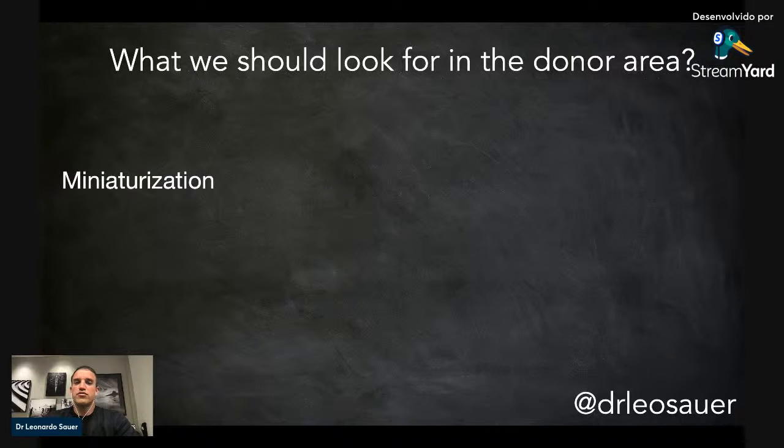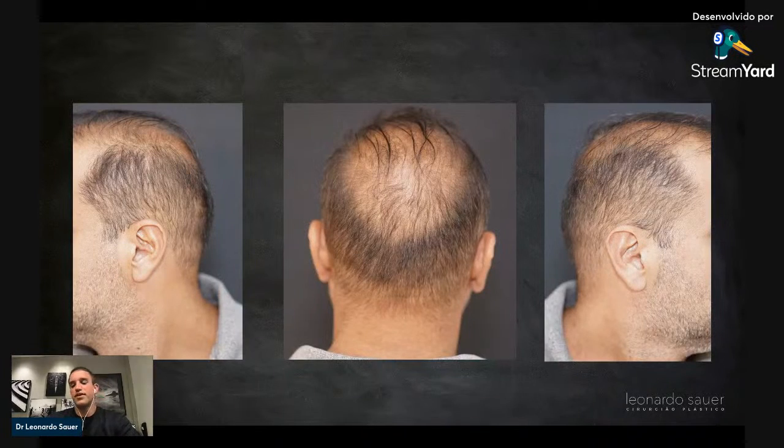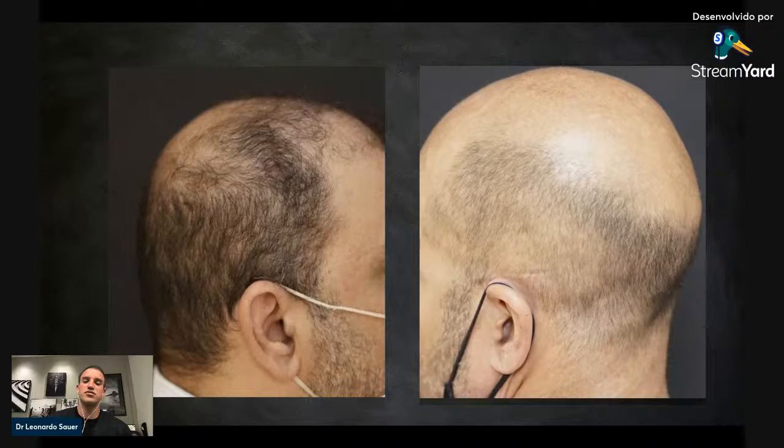We also should look for miniaturization in the donor area, because when we perform hair transplant surgery, we should look for healthy hair follicles in the donor area so we can provide good coverage for the recipient area. Some patients may present with a Hamilton-Norwood pattern of androgenetic alopecia, but show some signs of miniaturization in the donor area.